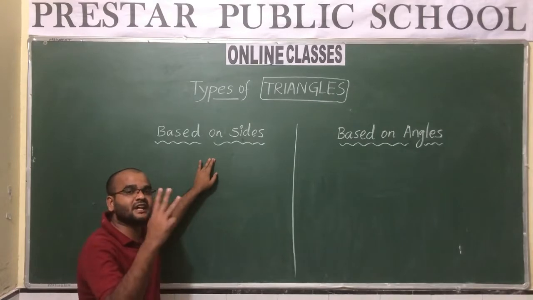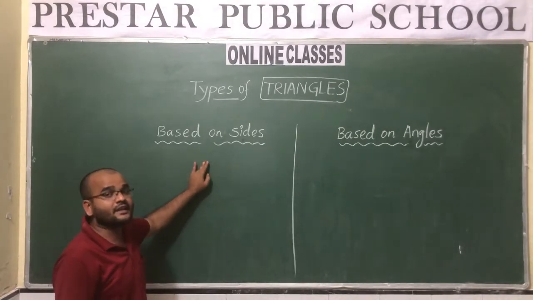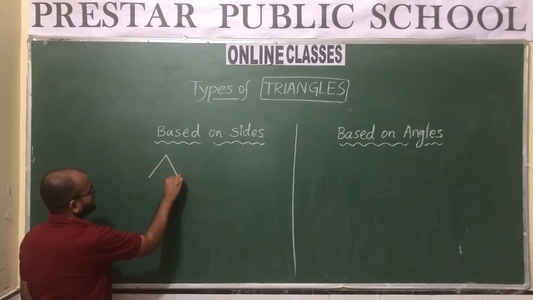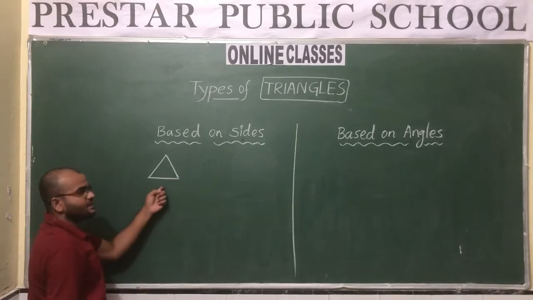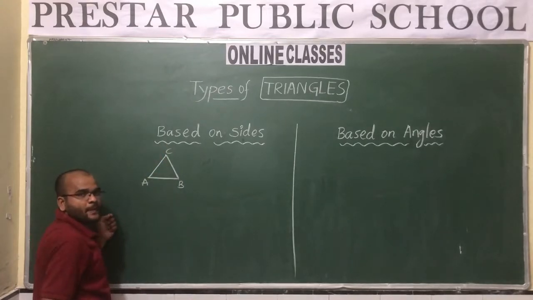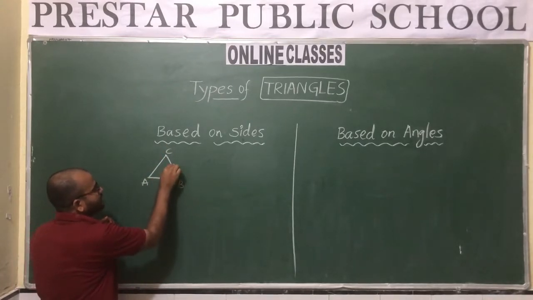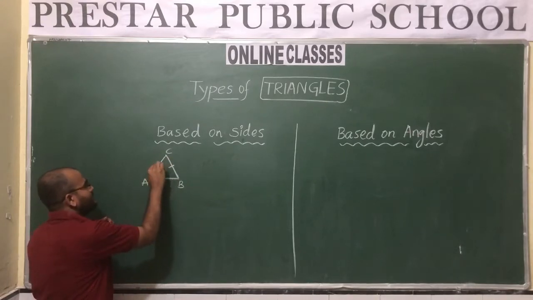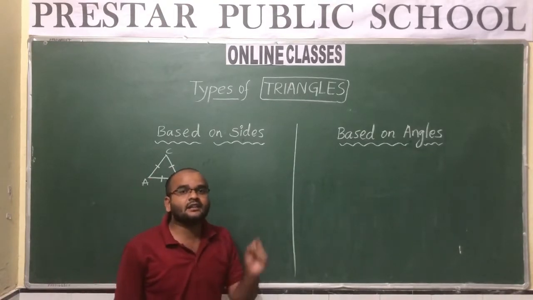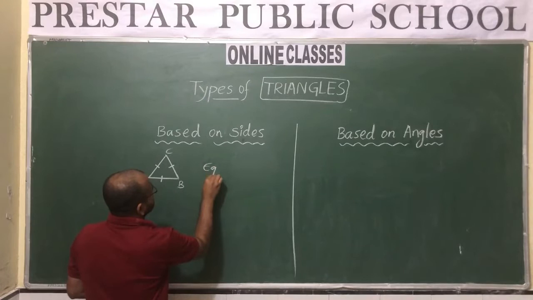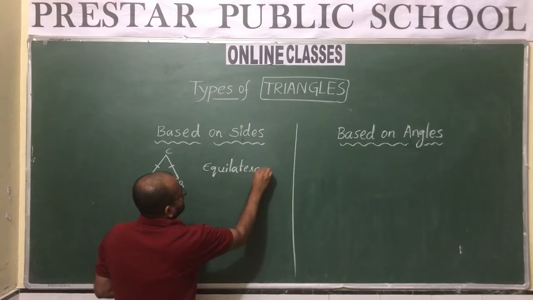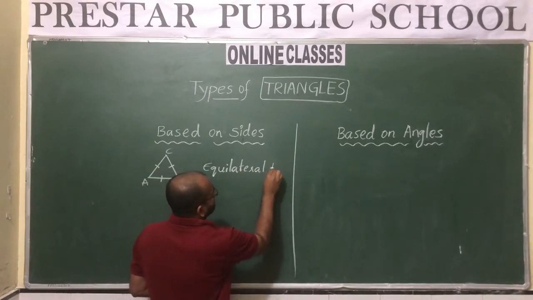In a triangle, if the 3 sides are equal, then that is called an equilateral triangle. See here. In this triangle ABC, all the 3 sides, side AB, side BC and side AC. If 3 sides are equal, then this triangle is called an equilateral triangle. Equilateral triangle.